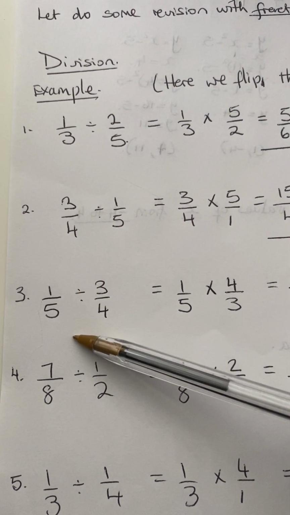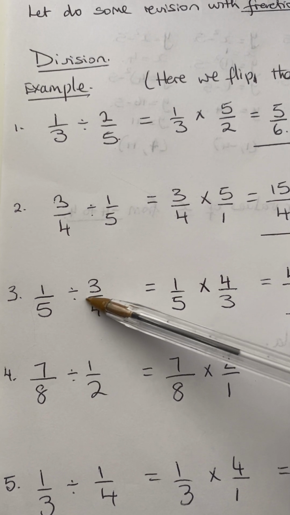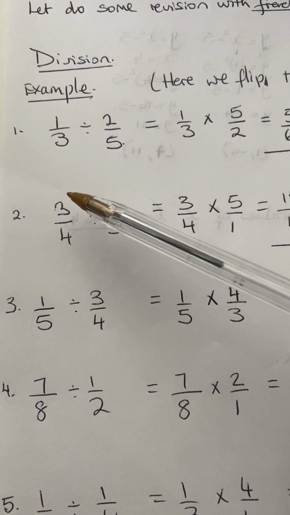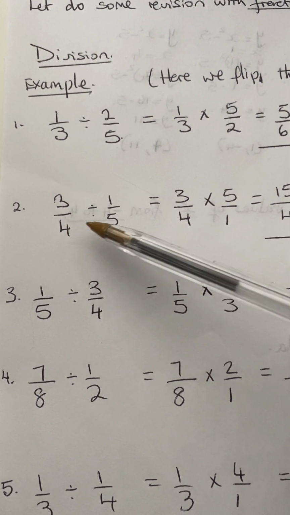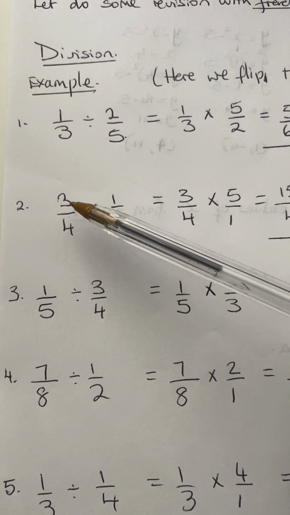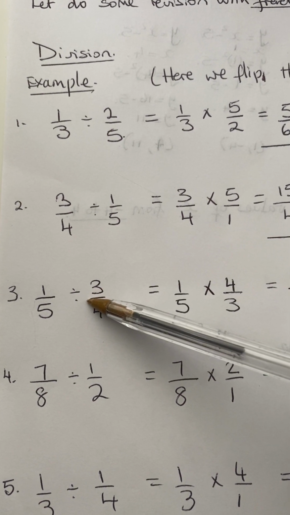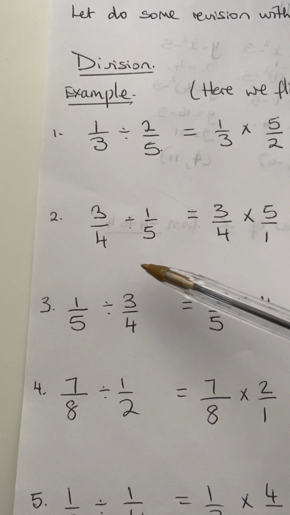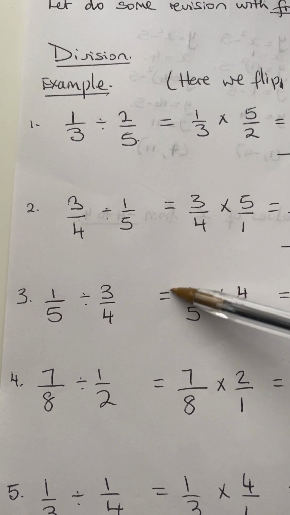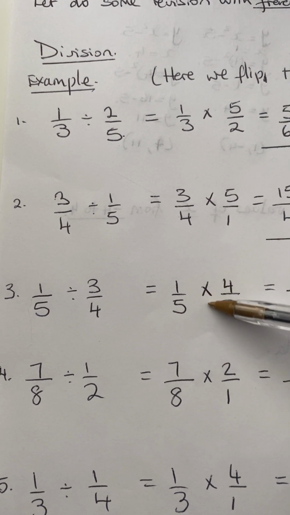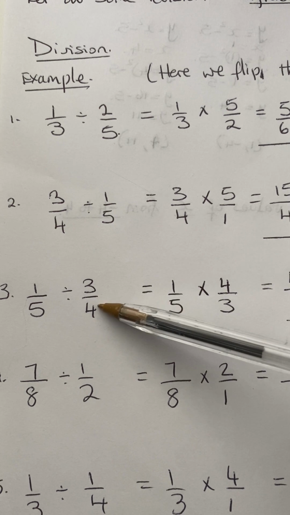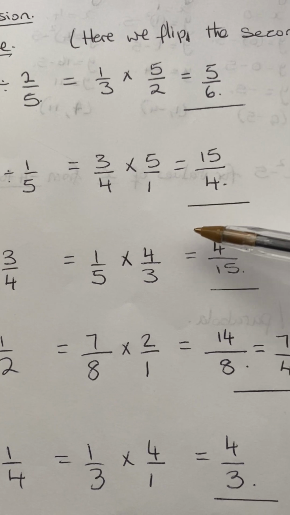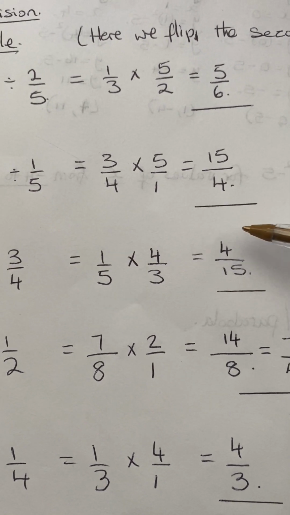Third one, 1 over 5 divided by 3 over 4. Now, these two fractions are the same as before, but one is divided by the other, and we have different answers. So, 1 over 5 stays the same. We multiply by 4 over 3 with a flipped fraction. So here we have 1 times 4, which is 4.